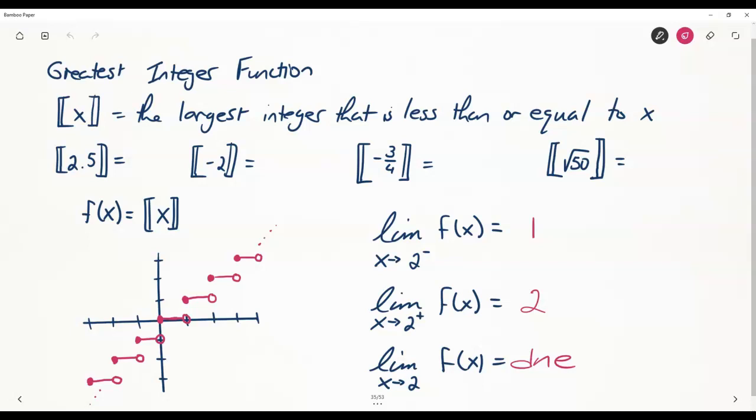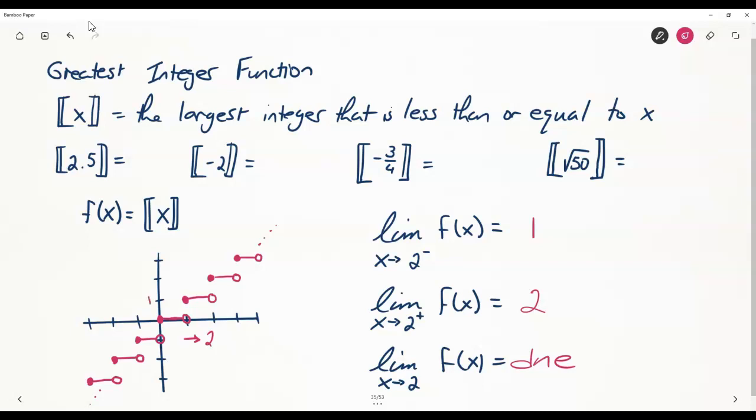If I were to look at these three limits, however, the limit as x approaches 2 from the left. So we're approaching 2 from the left-hand side. So you're approaching it through values of 2 that are less than 2. And if you're less than 2 but really close to it, that greatest integer is going to round it down to 1. So on the left-hand side, this limit is coming in at 1.